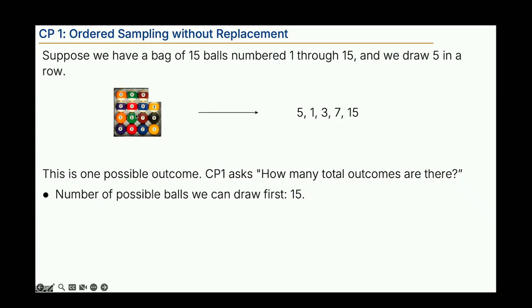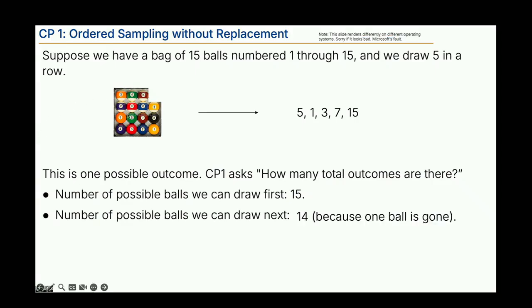Now, after I draw that ball, how many choices are left? So I draw the 1, let's say. How many balls are left? 14, right? And so the total number of combinations that I could get from my first 2 draws would be 15 times 14. So if you draw just 2 balls from the bag, there'd be 15 times 14 options.